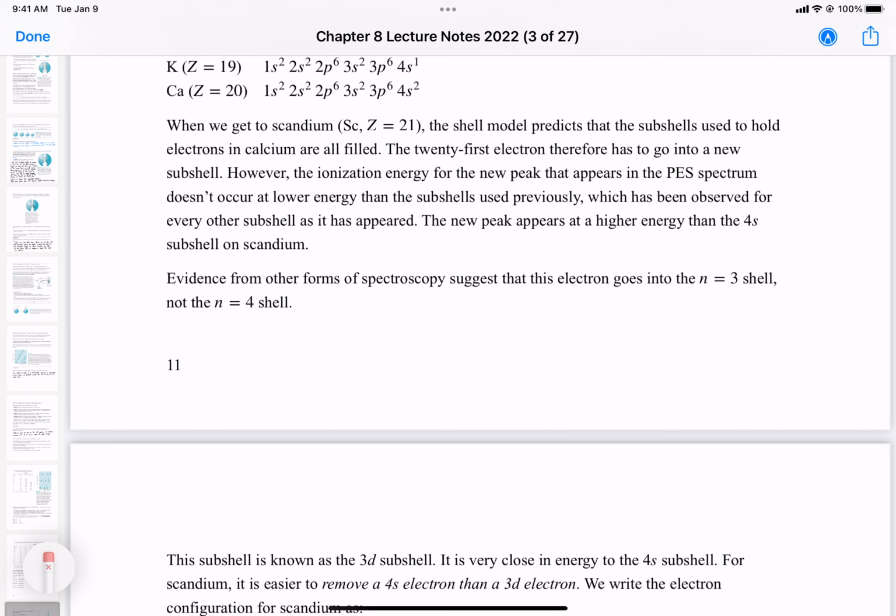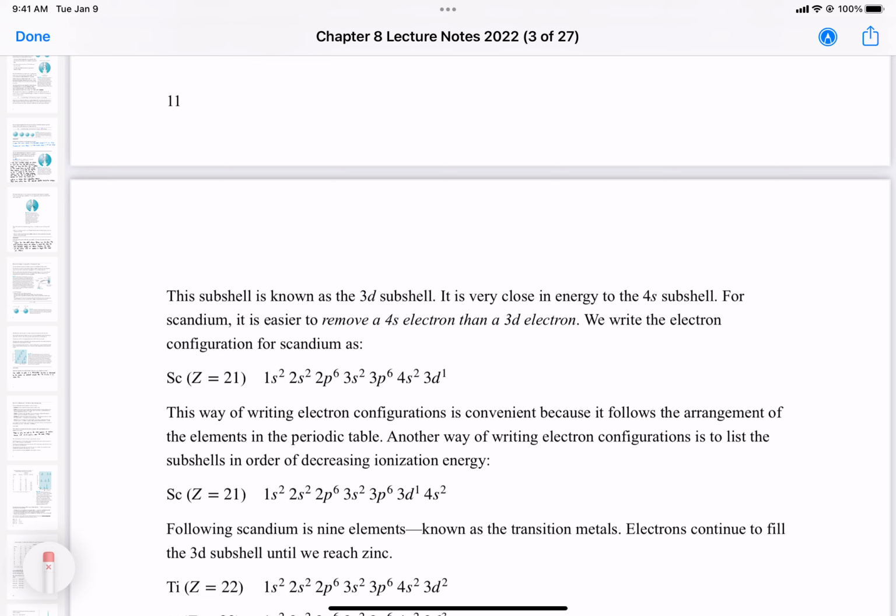But this way of writing it is convenient because it follows the arrangement in the periodic table. But if you want to arrange it in the order of ionization energy, it'll be easier to see which electron gets lost first. So we can also write it as 1s2, 2s2, 2p6, 3s2, 3p6, 3d1, then 4s2.